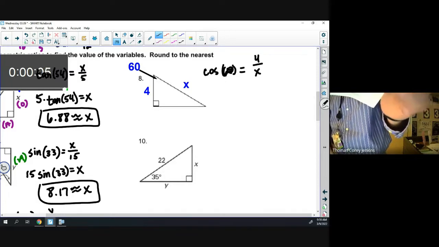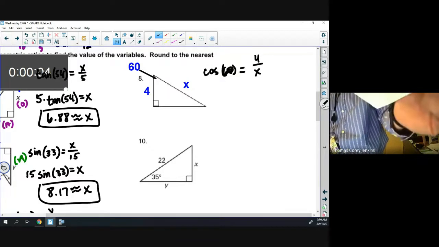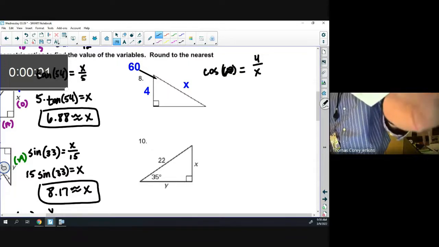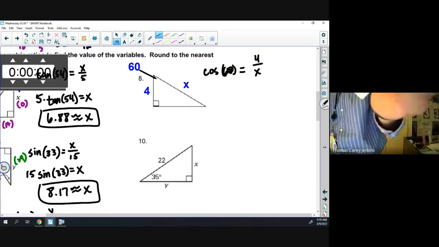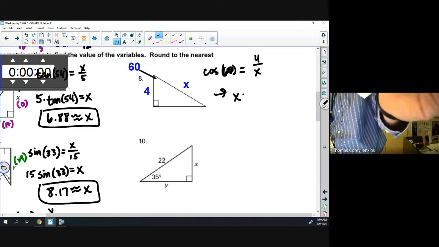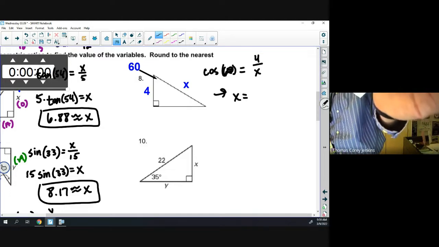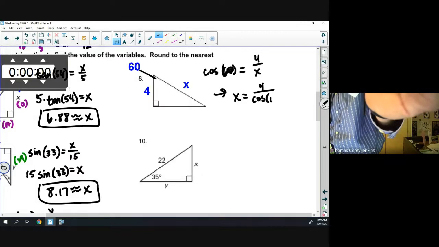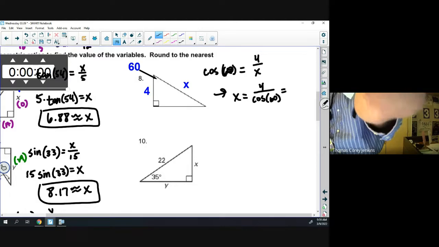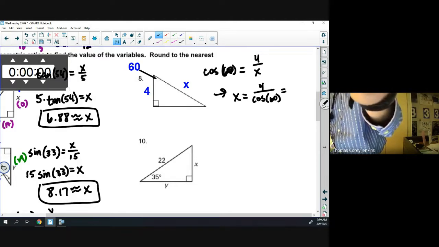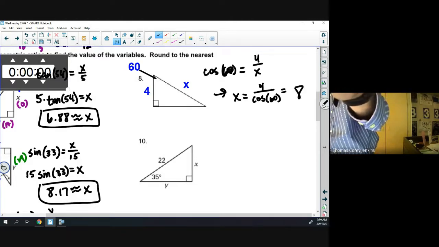So remember, I'll give you a quick shortcut. Instead of 4 times cosine of 60 there, you just end up with x equals 4 divided by cosine of 60. So if you figured that out, good job. That ends up being, anybody got it? Anybody know what it is? 8. Very good.